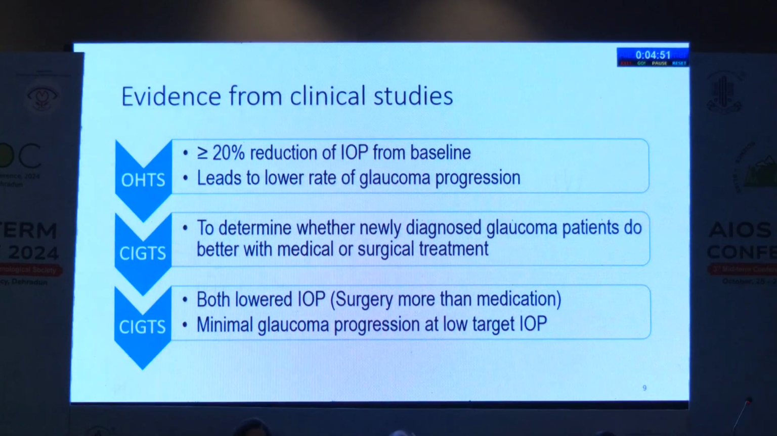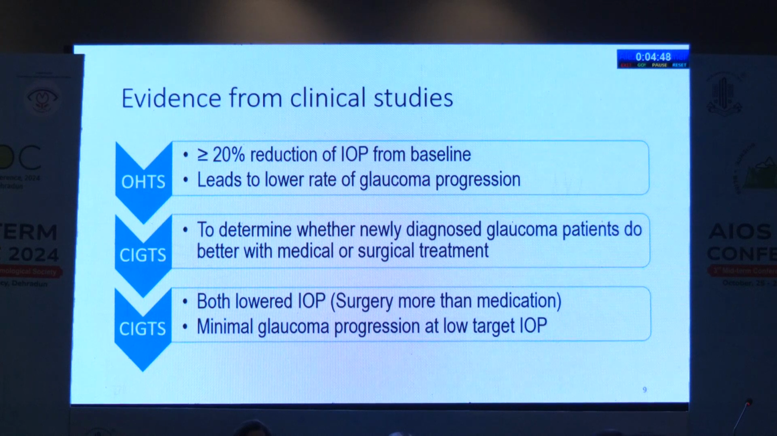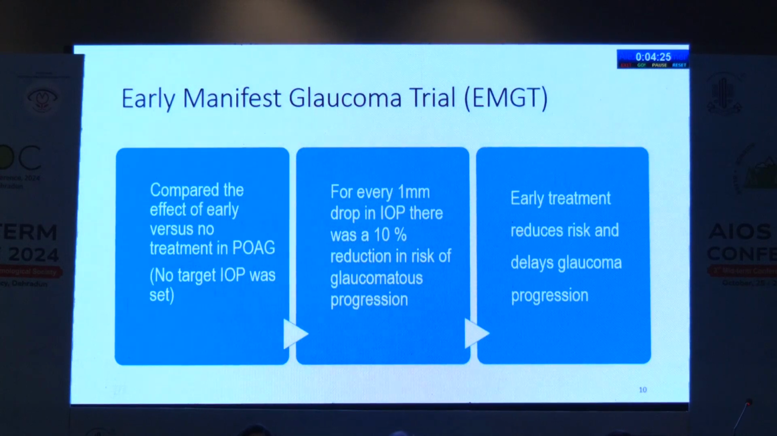There is a lot of evidence from clinical studies like the OHTS, which has shown that at least 20% reduction of IOP from baseline leads to lower glaucoma progression. CIGTS has also said that trabeculectomy versus medication, both are useful, and when you have achieved a target IOP, the progression of glaucoma is minimized. Similarly, in EMGT, although they did not set any target intraocular pressure, they said that for every 1 millimeter drop in IOP, there is a 10% reduction in the risk of glaucoma progression.